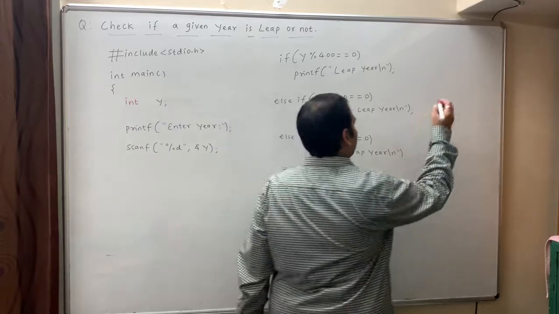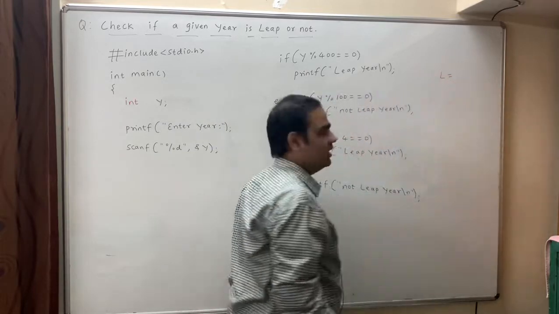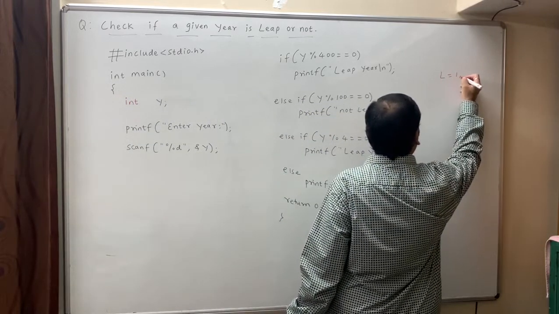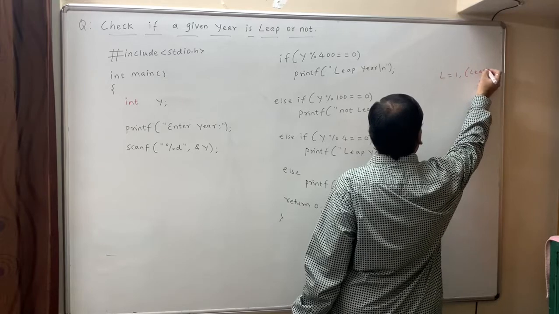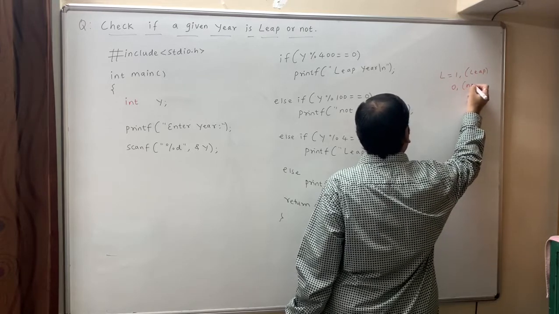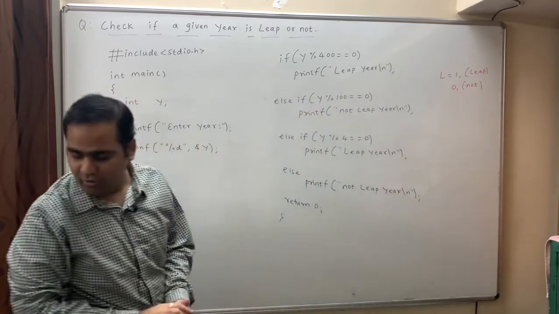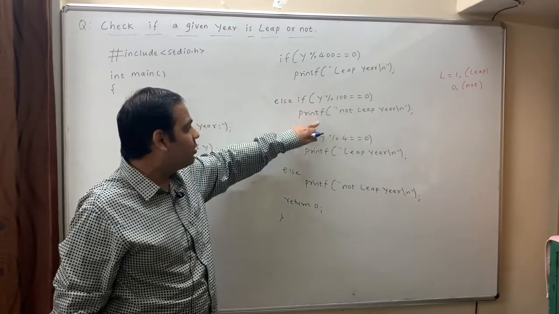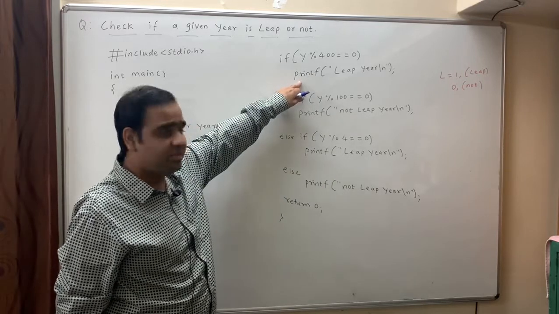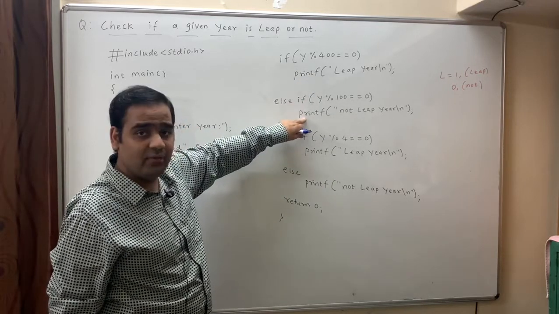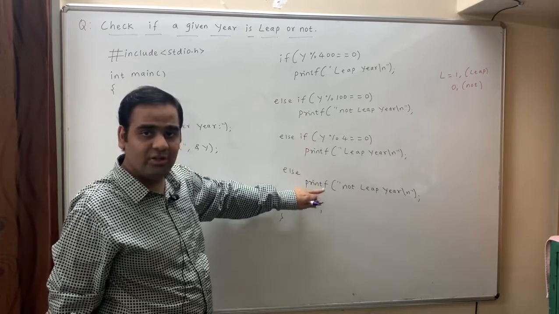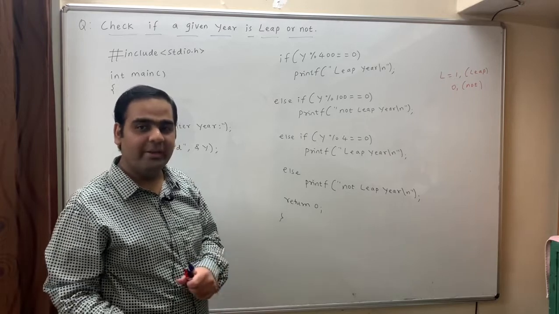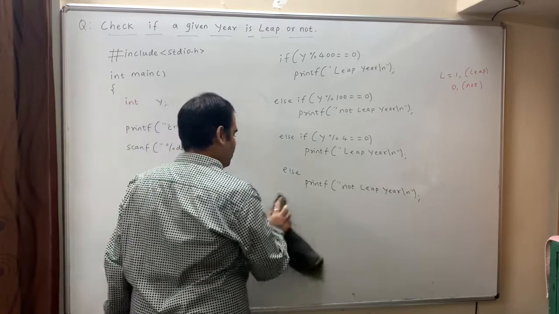Let's assume that there is some variable called L. Now if I store 1 in L, it means it is a leap year, and if I store 0 in L, it means it is not a leap year. Therefore, instead of printing directly, I will store the answer in variable L. If it is a leap year, L equal 1, not leap year, L equal 0. At the end, I will check if it is 1 or 0, and based on that, we will print leap year or not leap year.